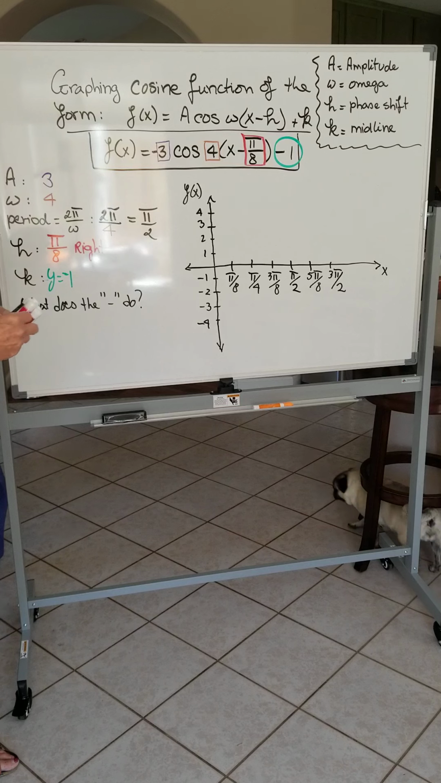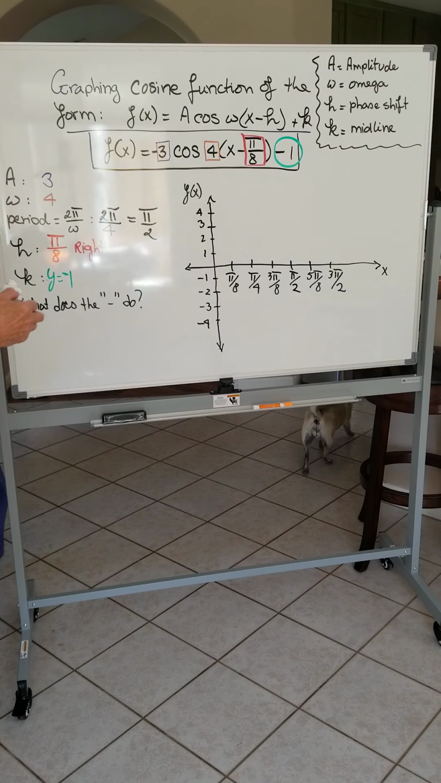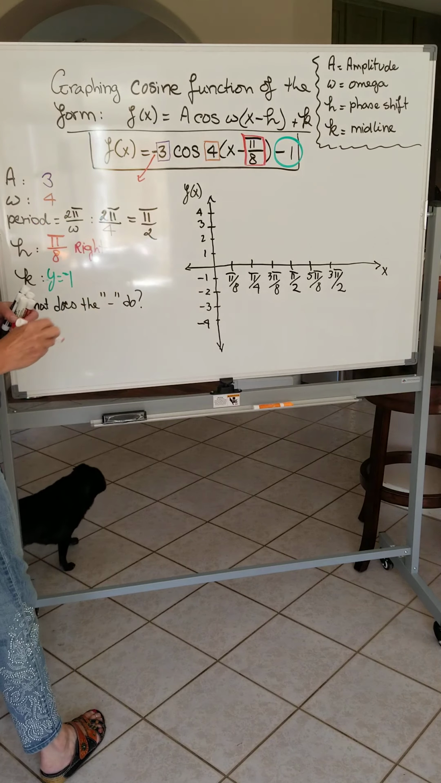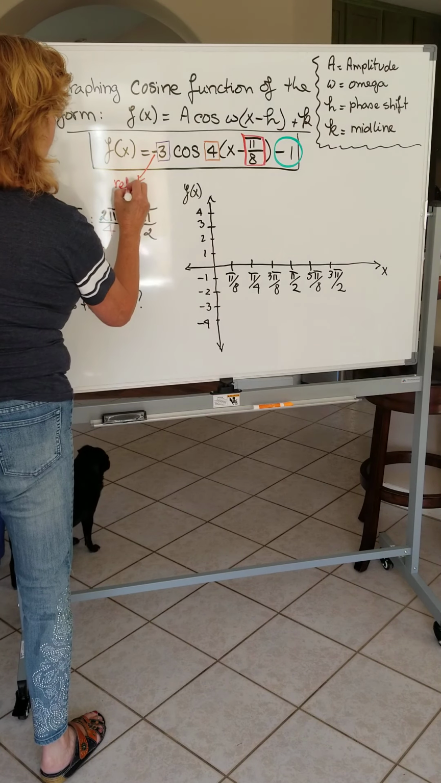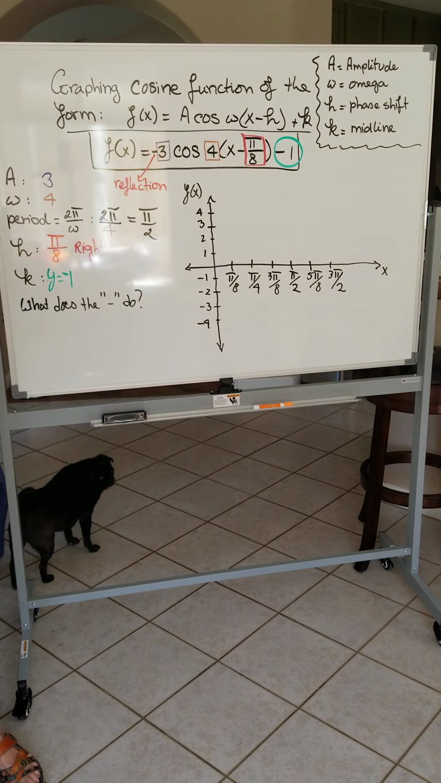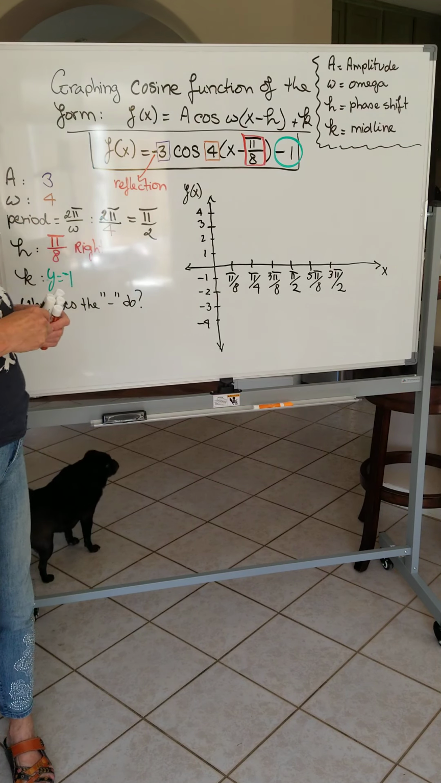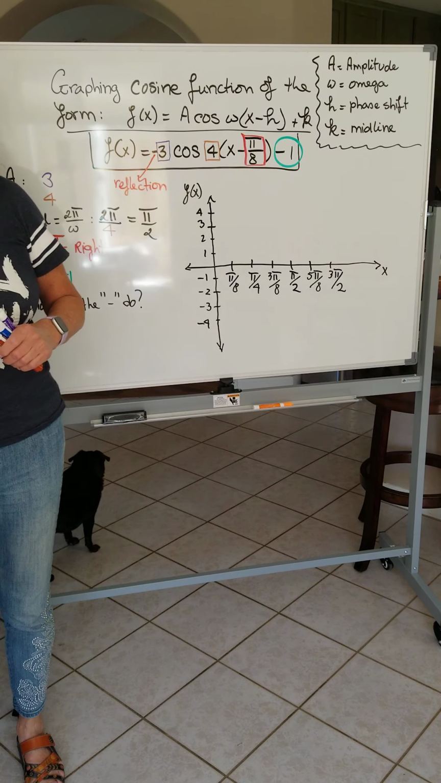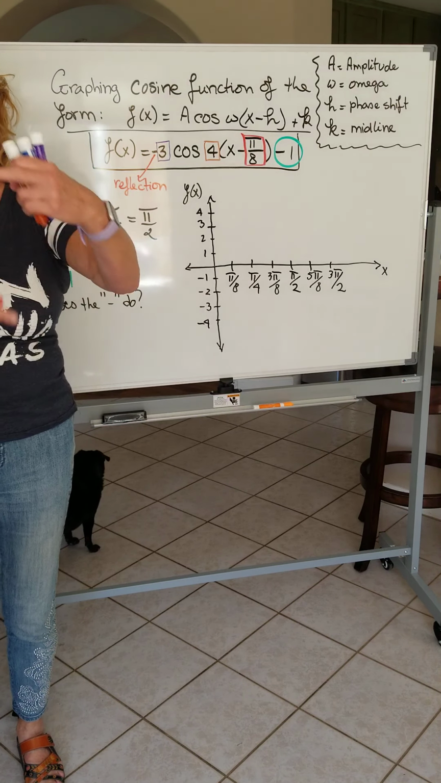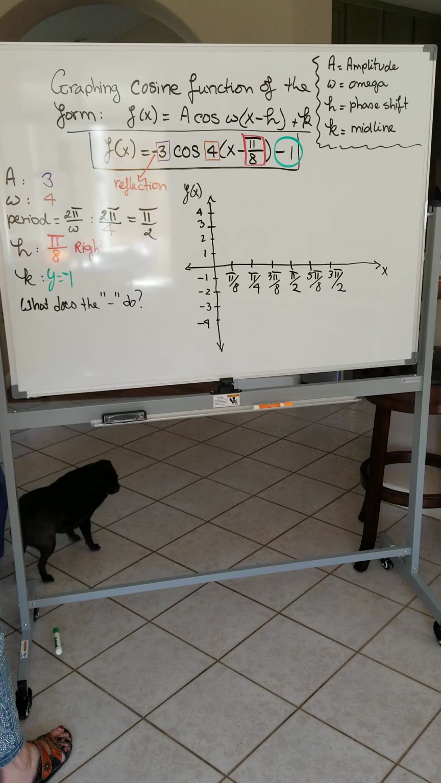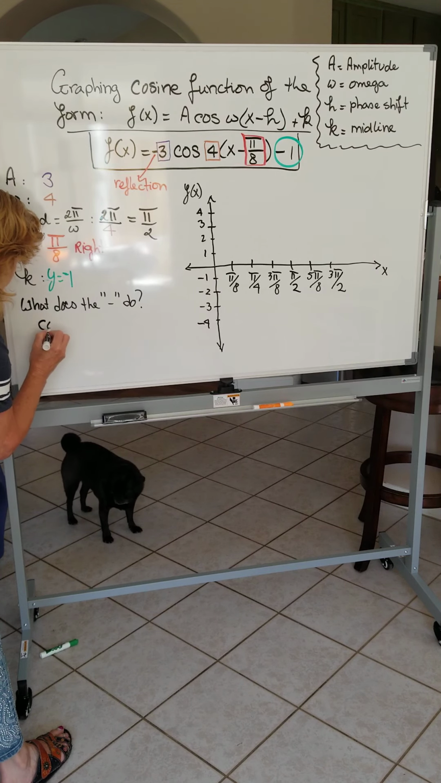All right. So what does the negative do? That negative, you know that to be the reflection. And so let's talk about that. What does that mean, a reflection of the cosine? Generally, my cosine always starts at a maximum. After a reflection, the cosine starts at the minimum value of the function.